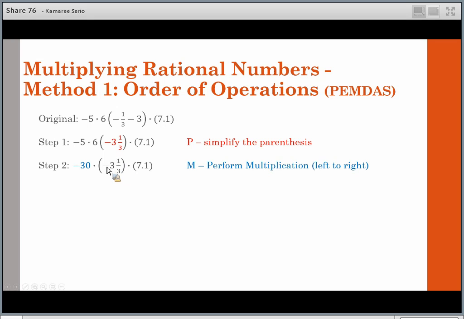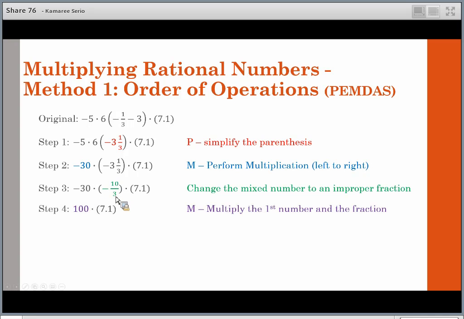However, I have to change this mixed number, this negative 3 and 1/3, to an improper fraction. Okay, so 3 times 3 is 9, plus 1 is 10. That's how I get this 10, and it's over 3. So now I can multiply these two, the negative 30 times negative 10 over 3. That gives me 100. Okay, so 30 times 10 is 300. Divided by 3 gives me this 100.